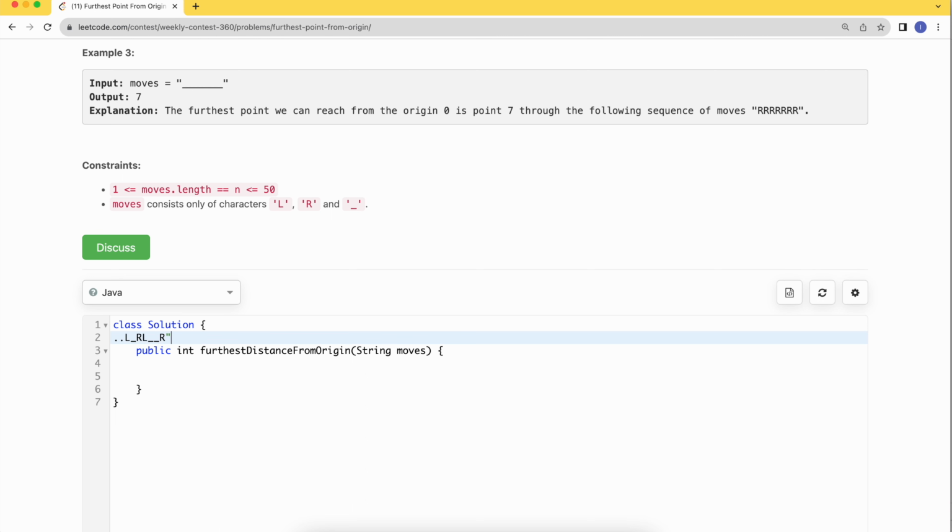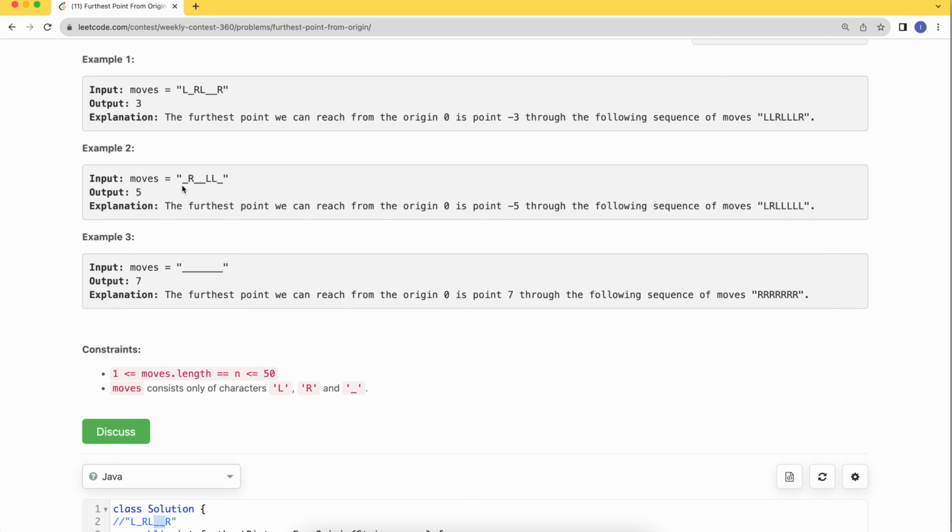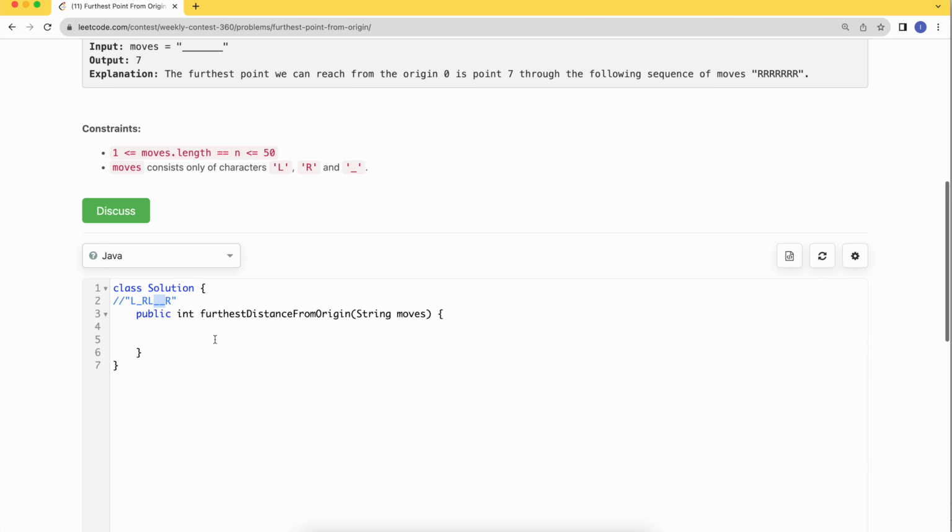Let's look at this test case. So we have L and R, which cancel out each other. Again L and R, this will cancel out each other. We'll be left with three dashes. So that will be our answer, because I can decide to move to all the lefts here, or I can move all to the rights. I'll be three distance away from the origin.